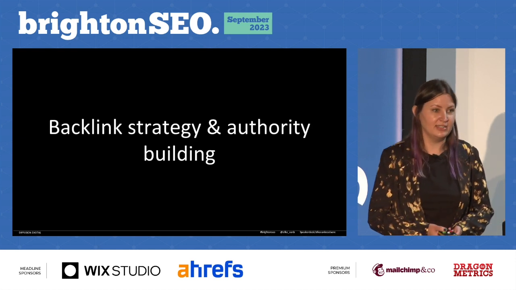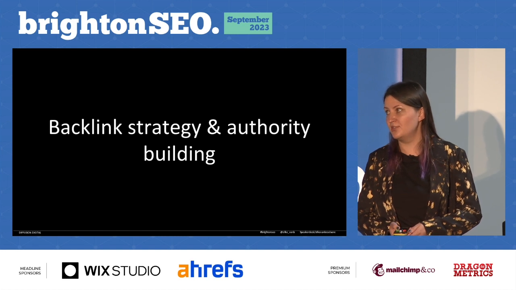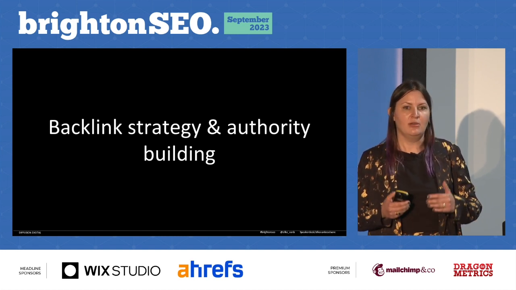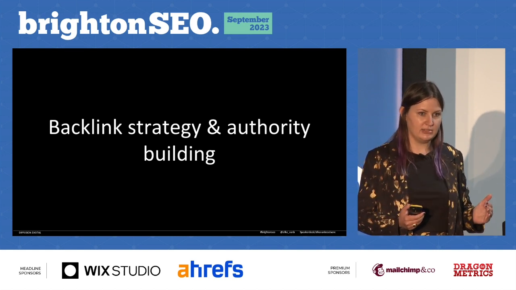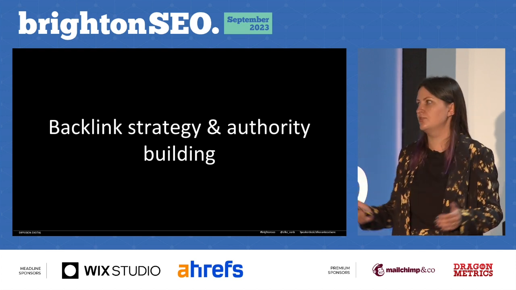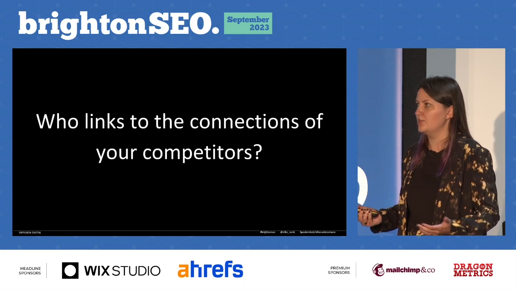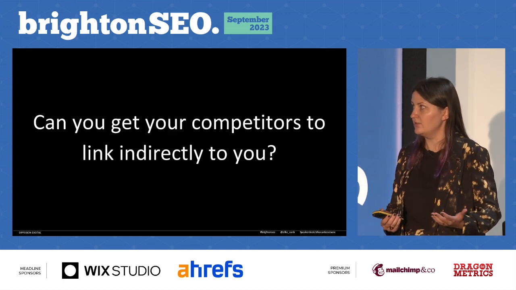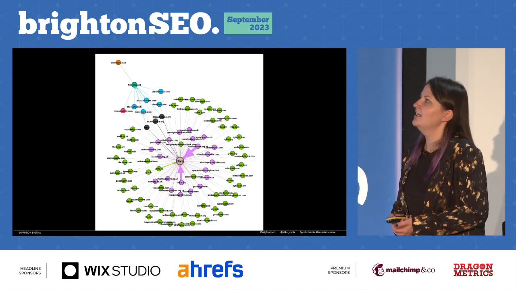So now the final thing that we will talk about, and that we, I think, care about, is backlink strategy and authority building. Now, the Majestic quote kind of already mentioned it. With networks and network analysis, you don't just look at the tier 1 backlinks of a domain or a site, you look at the entire neighborhood, the further tiers as well. And you can try and think about answering questions like, who links to the connections of our competitors? And can we get our competitors to link indirectly to us? I find that fun.